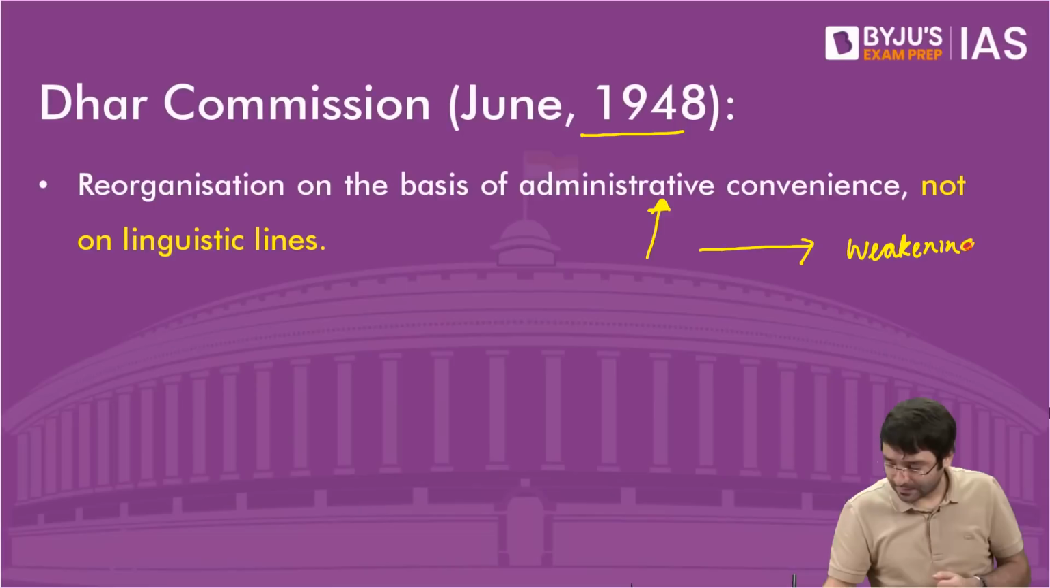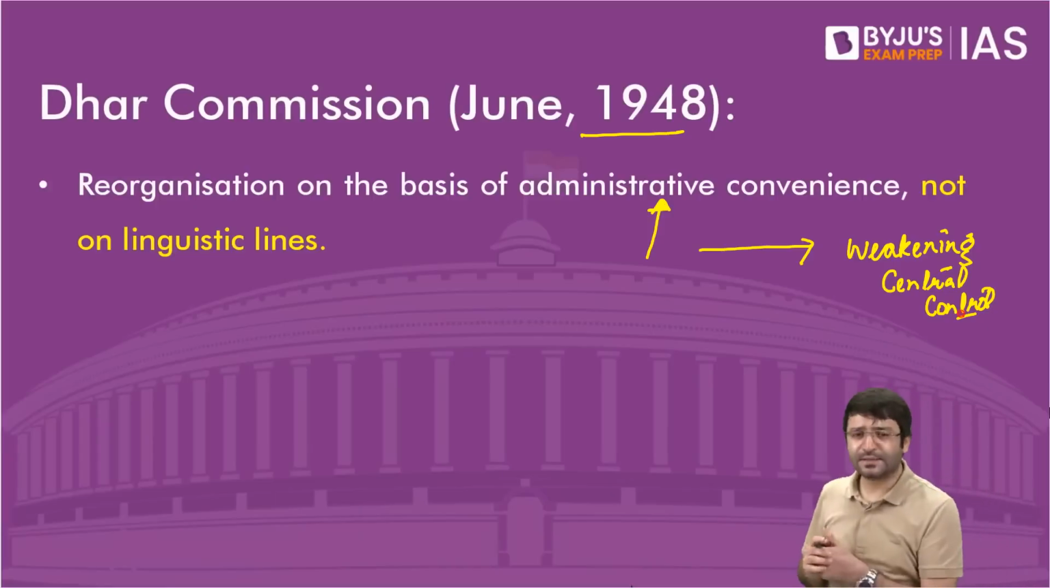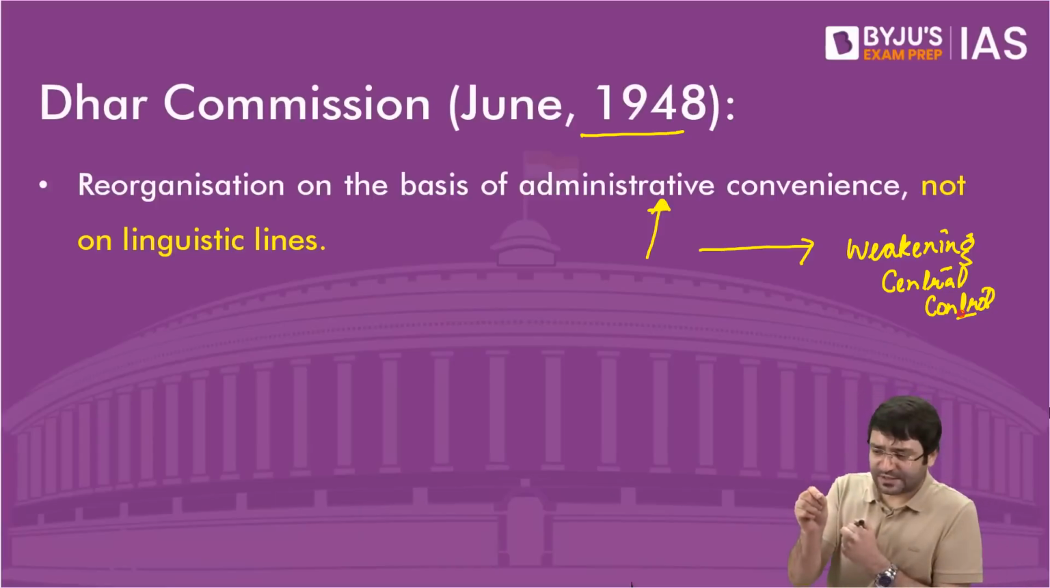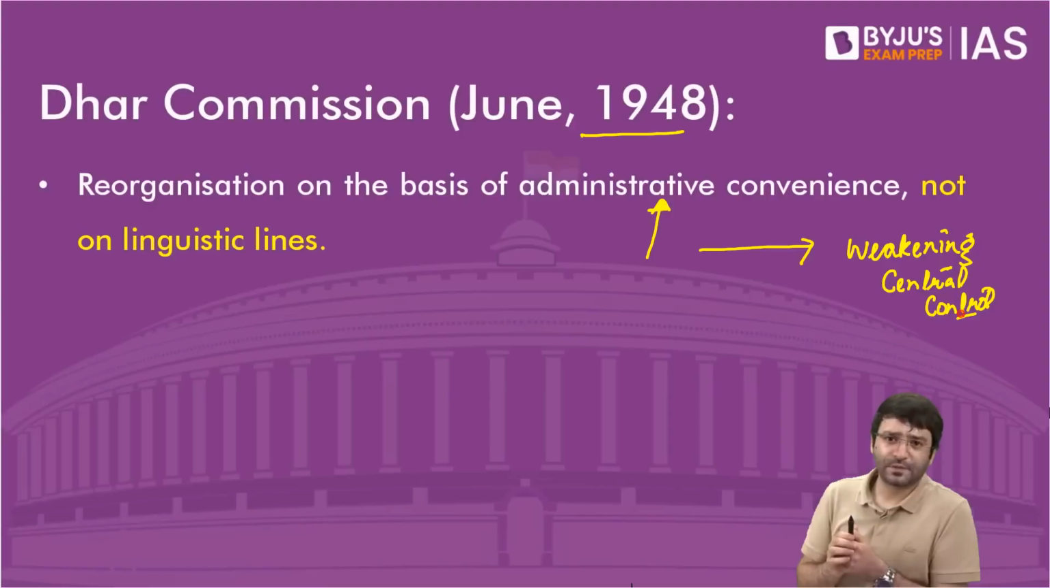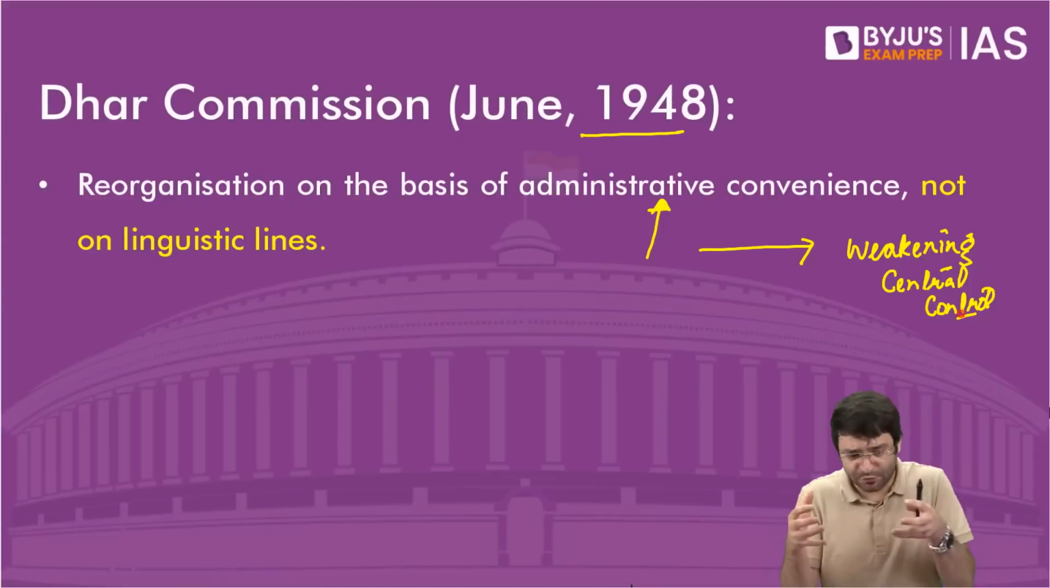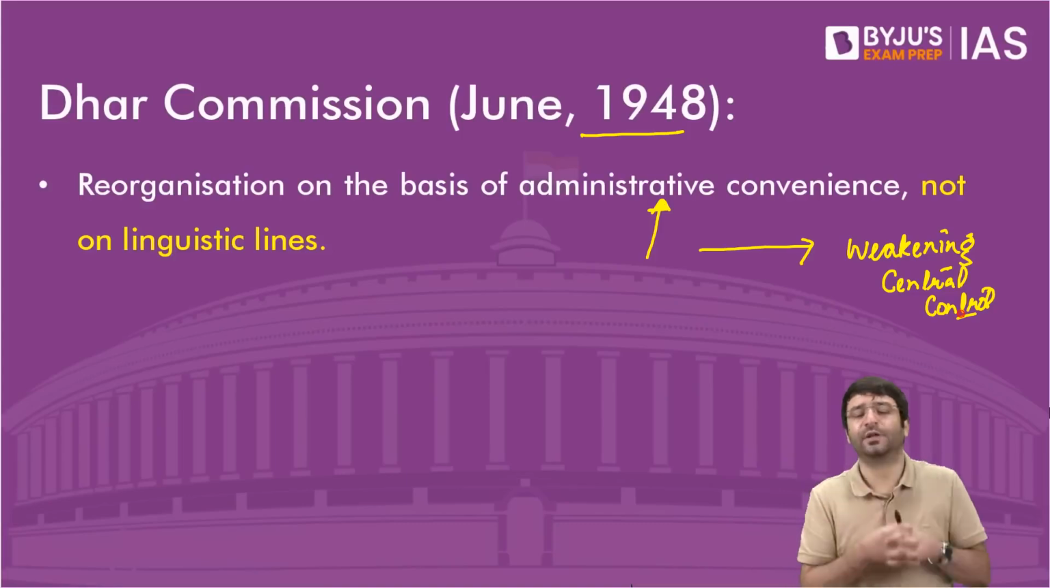weakening central control. In the sense, in 1947, the country was partitioned, unfortunately, on the grounds of religion. Because Jinnah said, the two-nation theory, Hindus and Muslims are two separate nations with different ideologies, different aspirations. They cannot be part of one single country.